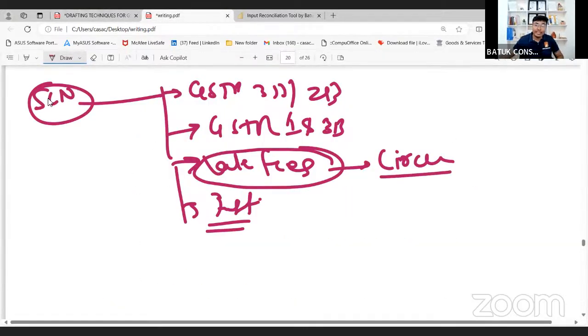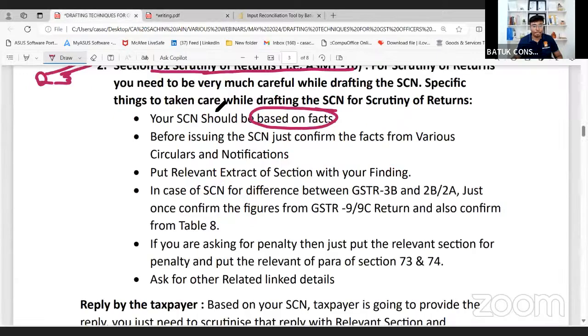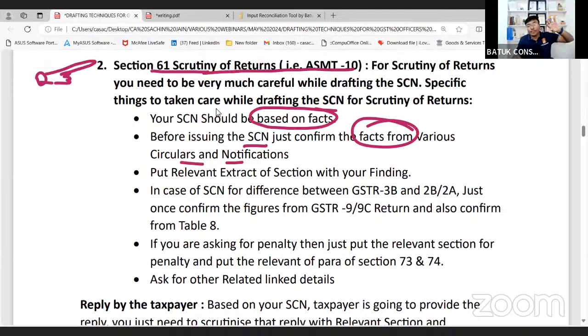Or when you raise any demand on account of difference between GSTR 3B, GSTR 1, GSTR 2B, in that case, proper reconciliation at your end should be provided to the taxpayer. Before issuing the SCN, just confirm the facts from the various circulars and notifications. कहीं वो exempt तो नहीं है, कोई specific date का extension तो नहीं आया, interest के लिए कोई relief तो नहीं आई है. We just need to confirm that fact as well.